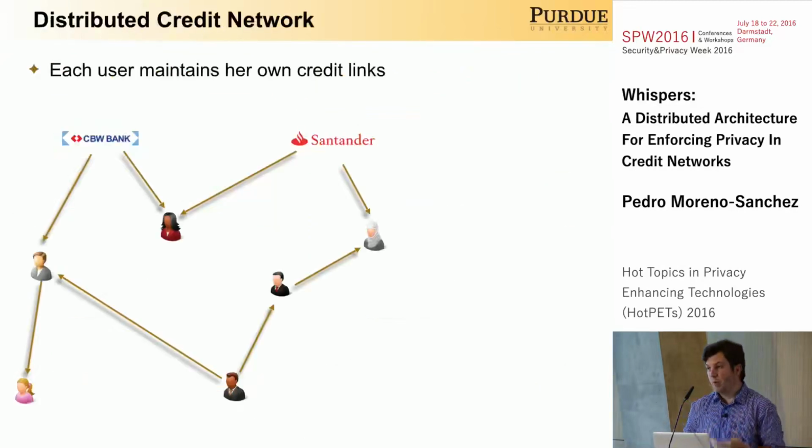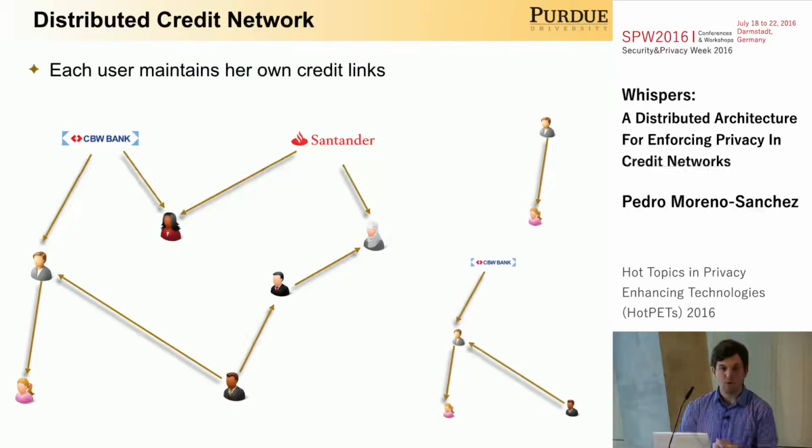In this work, we propose to achieve these privacy definitions via a distributed credit network. So what we propose is that the whole network should not be stored in a single point, but instead, every user should maintain his own credit links. In particular, Alice will locally store her link to Bob, and Bob will do the same. Bob will store his link to Alice, but not only that one, also all the links that he has in the network.